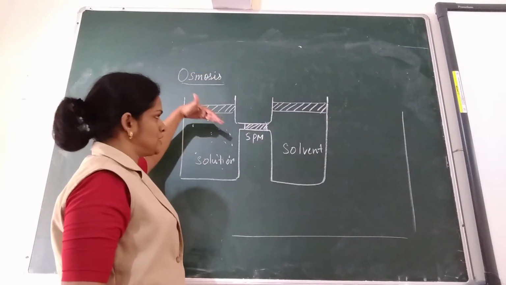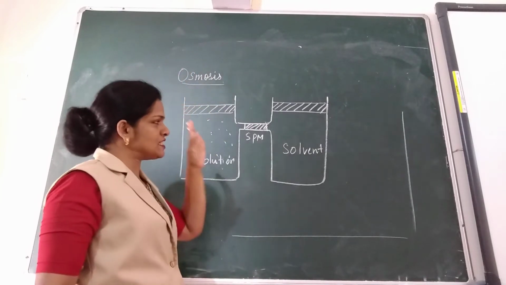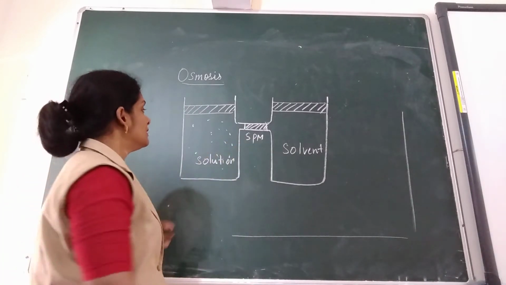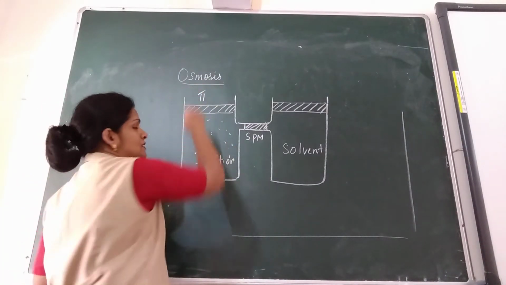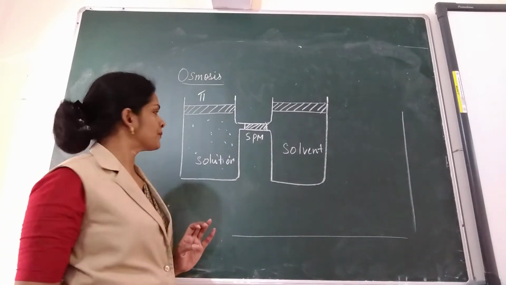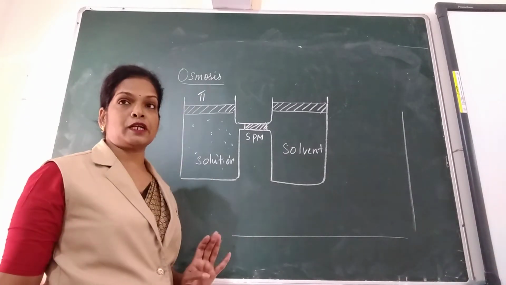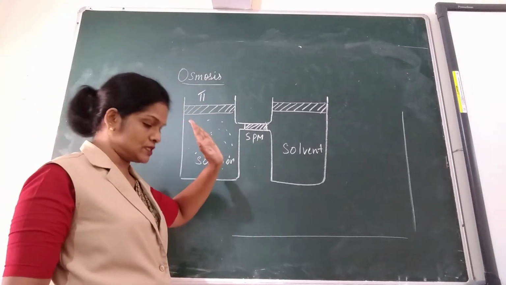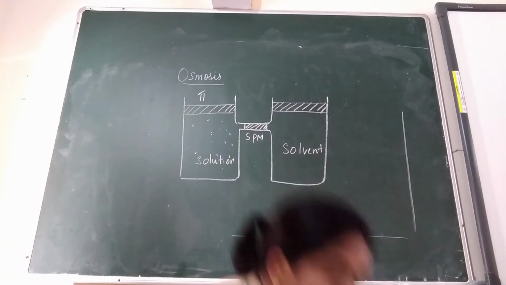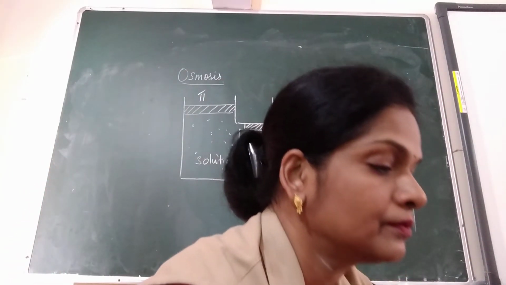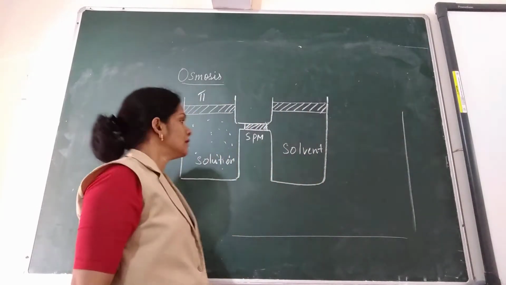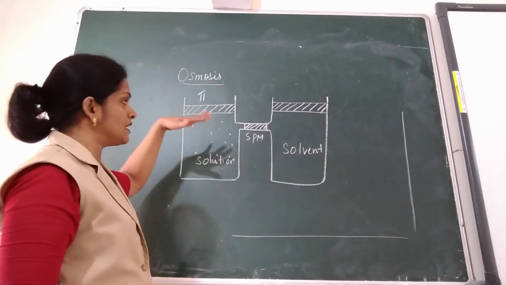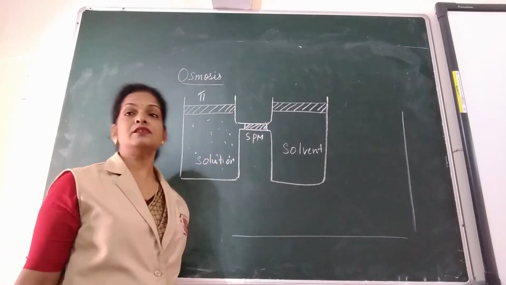Suppose you apply a pressure on the solution side just to stop the flow of the solvent. That pressure applied is called osmotic pressure. We represent it by the letter pi. Pi is the osmotic pressure, that is, the pressure applied on the solution side just to stop the flow of solvent. So what is osmotic pressure? The pressure applied on the solution side just to stop the flow of the solvent.